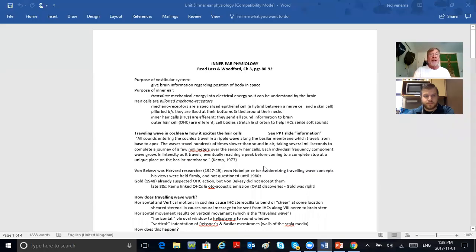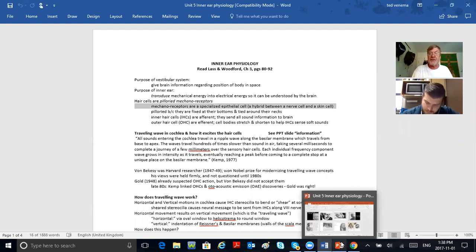All right, back over to the notes. Hair cells, weird, specialized cells, partly between a nerve cell and a skin cell. Pilloried, as we said last week, held tight around the neck, so that the hairs are touching one type of fluid and the body of the hair cell is touching another part of fluid, a different fluid.